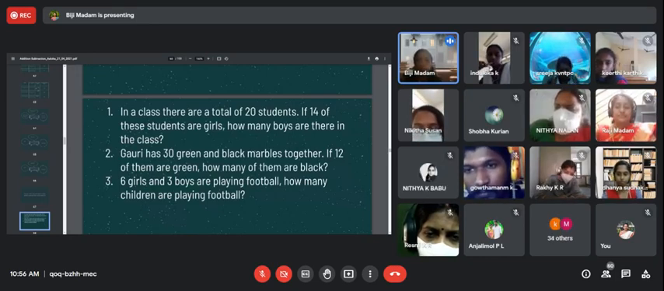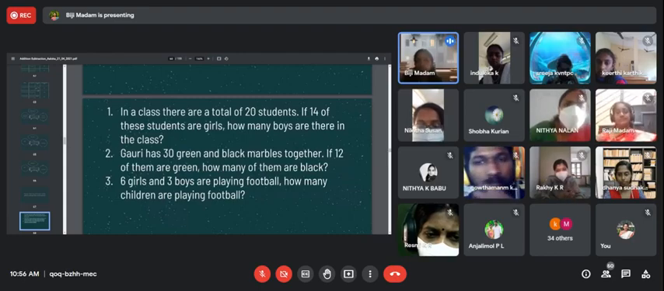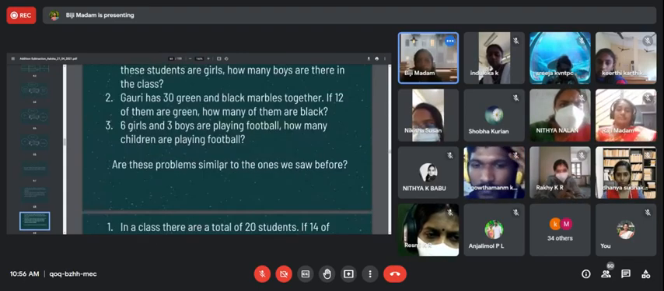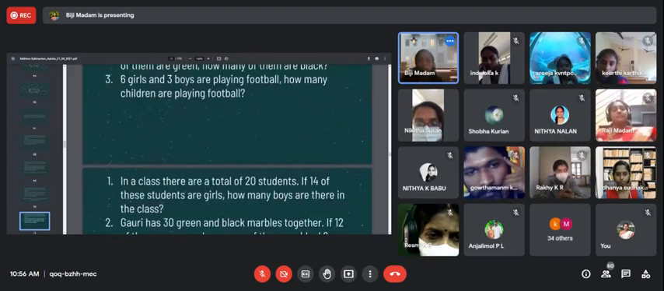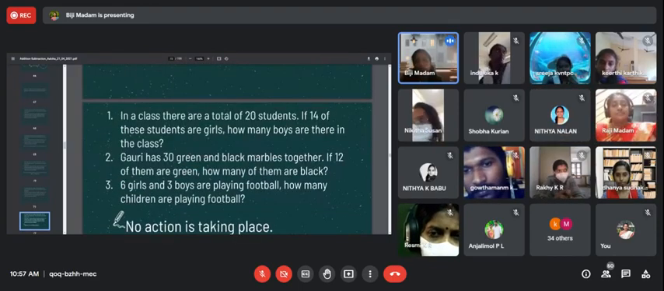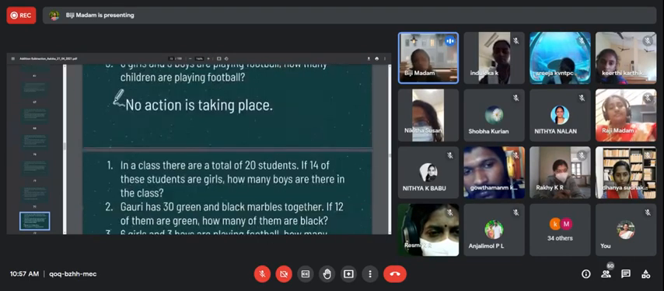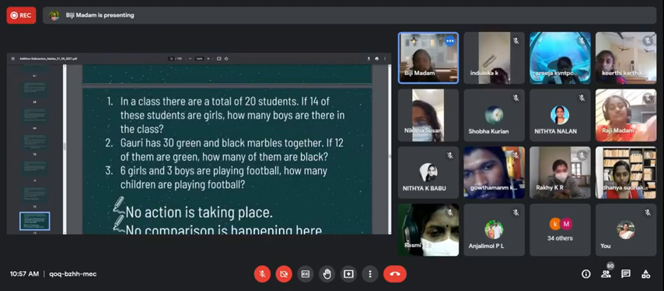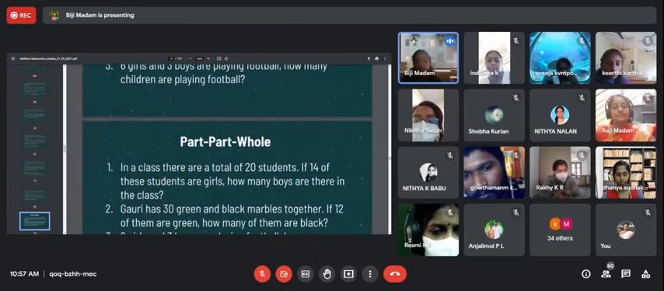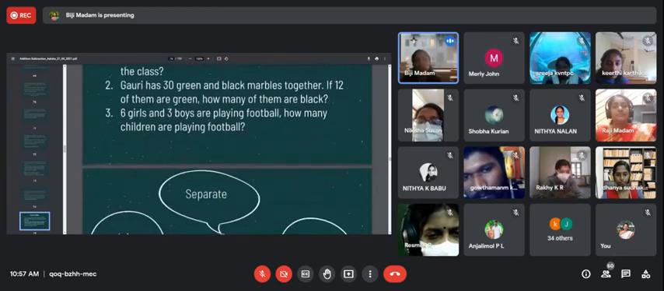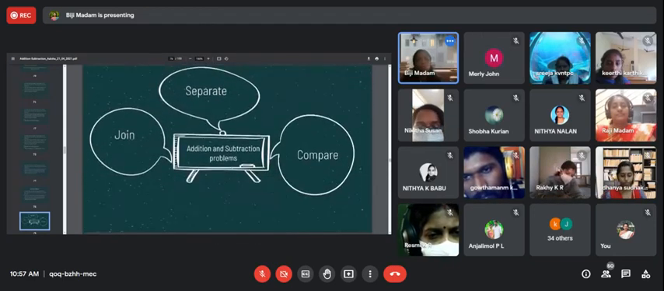6 girls and 3 boys are playing football. How many children are playing football? So you can see that in this type of question, two parts are given and a whole is asked. There no action is taking place. There is no action of removing, no action of adding anything, and no comparison. This is a part-whole question. We can bring them under part-whole questions.